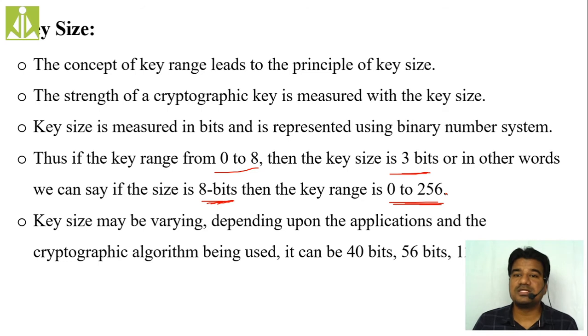According to a study, what is the best possible key size that you can take? Key size may vary depending upon the application and the cryptographic algorithm being used. It can be 40 bits, 56 bits, 128 bits, like this they are selecting, and so on. So these types of key sizes they are taking. With only 8 bits, how many possible keys are we getting? 256 we are getting.